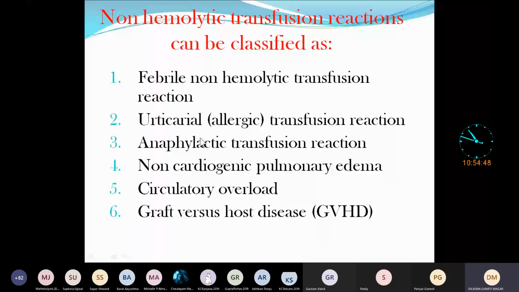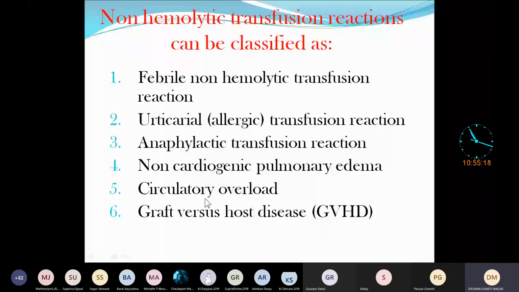And sometimes there can be the anaphylactic transfusion reaction. Anaphylactic means because of the allergy, there can be the anaphylactic transfusion reaction. So all these things come under the non-hemolytic transfusion reaction. Another one is the non-cardiogenic pulmonary edema. So there can be pulmonary edema because of this transfusion. That is known as the non-cardiogenic pulmonary edema.